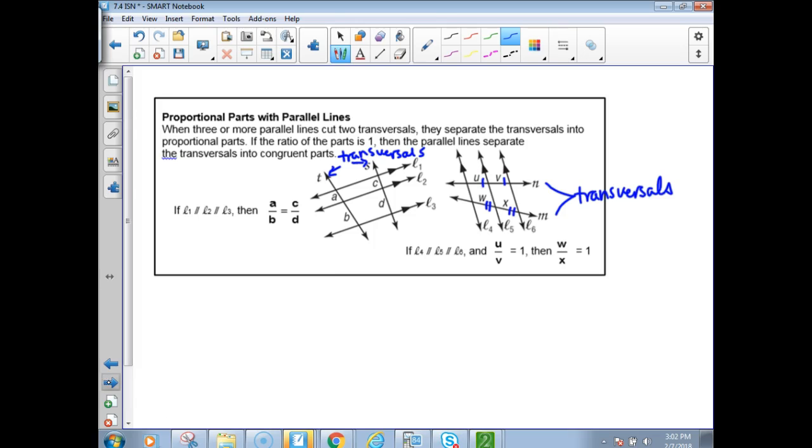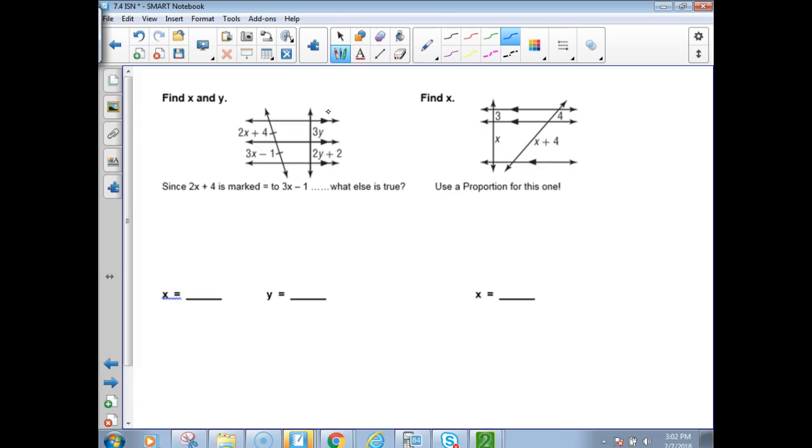All right, so here we go. We've got some problems that have parallel lines, 3 or more parallel lines cut by transversals. This is showing these are congruent. So to solve for x, I'm going to do 3x minus 1 equals 2x plus 4. Okay, since 2x plus 4 is marked equal to 3x minus 1, what else is true? Well, that would tell me that over here, 3y equals 2y plus 2.